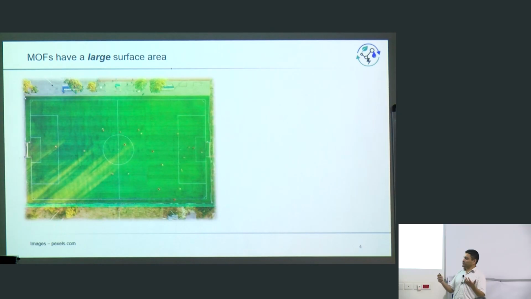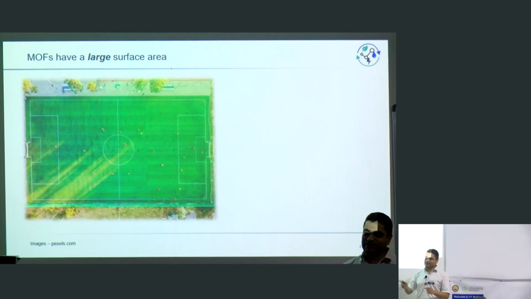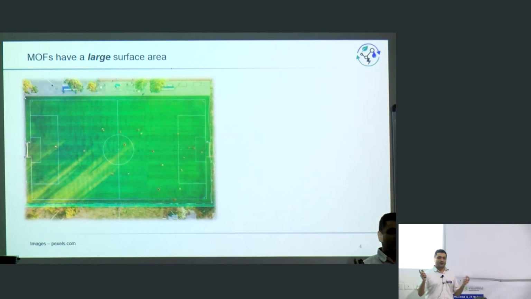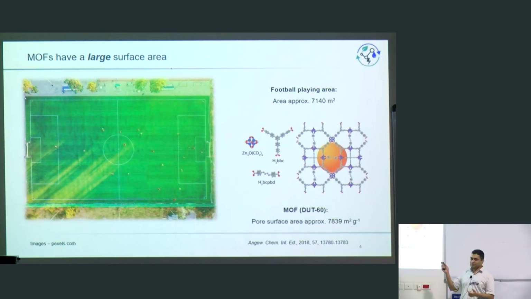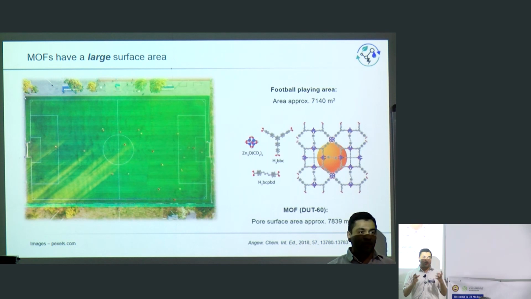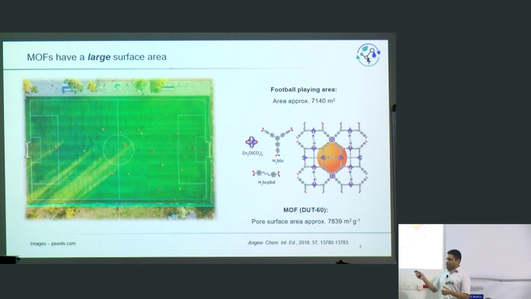No? Okay, so FIFA qualifies a football stadium to be professionally played if it has a dimension of 70 meters by 100 meters. So roughly you end up getting something which is 7,100 meters square. To encapsulate this idea of how porous morphs are, this particular morph, which is an example called DUT-60, you don't have to worry about the nomenclature at the moment, has an internal pore surface area of 7,800 meters square per gram of material. So the surface area of this entire football field is now trapped in 1 gram of this particular morph material.